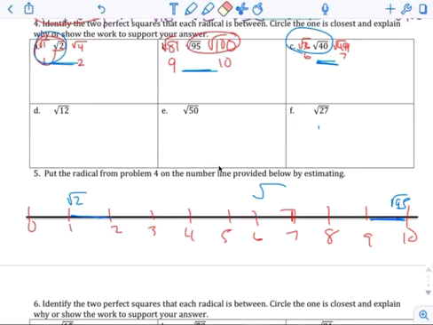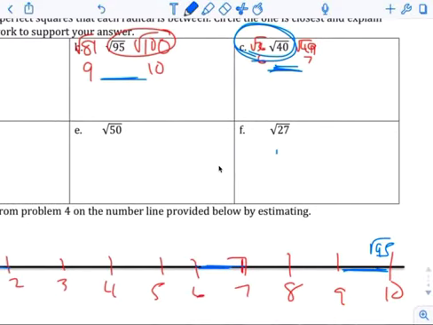Alrighty, the square root of 40 is between 6 and 7 right here. Between 6 and 7, closer to 6. So the square root of 40, somewhere right here, closer to 6. Okay?